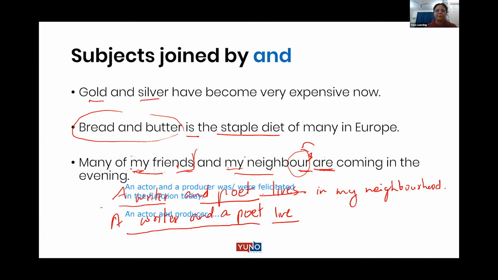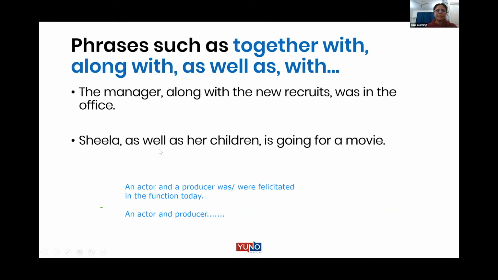Shall I continue? So this is where we were now. Okay. So coming to this, the manager along with the recruits, with the new recruits. So what do we have to remember? See, sometimes you all use such words together with, along with, as well as in your essays. You connect two subjects using them. So just remember how the subject verb agreement works when you use such connecting words. The verb always agrees with the first subject, whatever it may be.